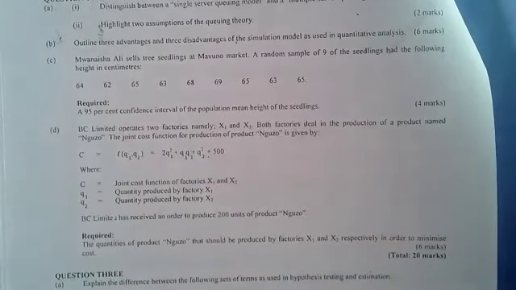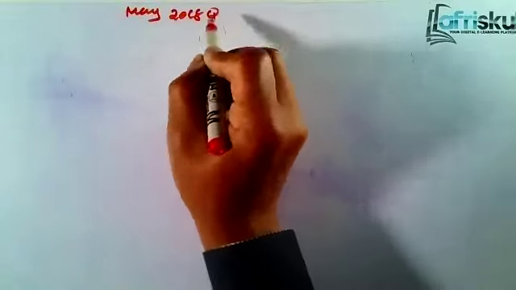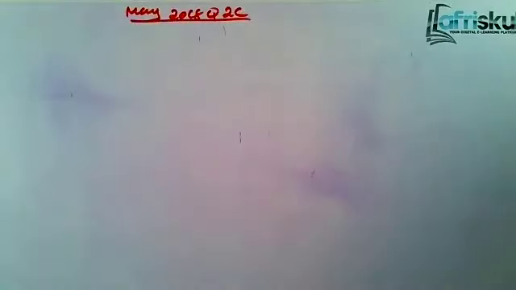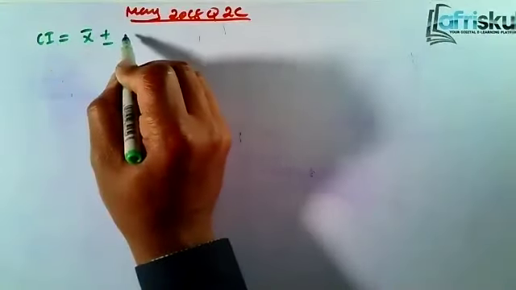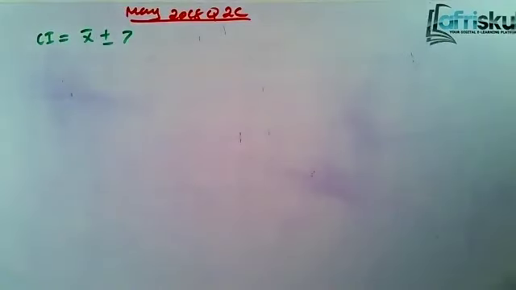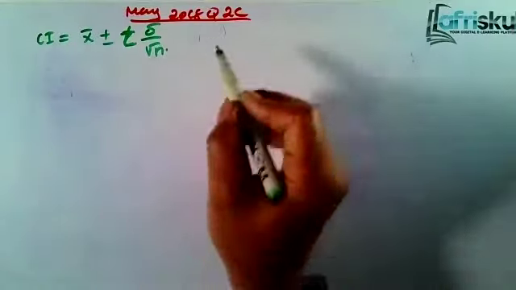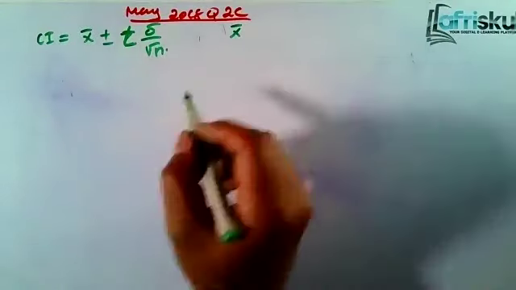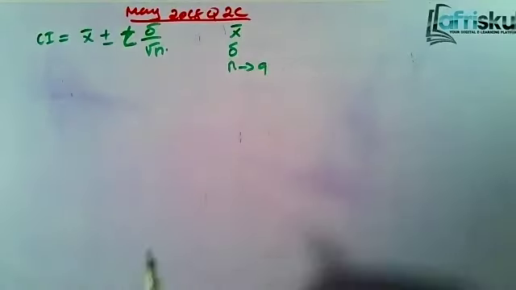So the first step you have to do is this. We are doing May 2018, question 2C. The question wants a confidence interval. First of all, you write the formula. It's X bar plus or minus, and in this case we'll not be using Z. We'll be using T, standard deviation over square root of N. So what do we have? We'll find X bar, we'll find the standard deviation. N we are already given, it is 9. And then we find T.